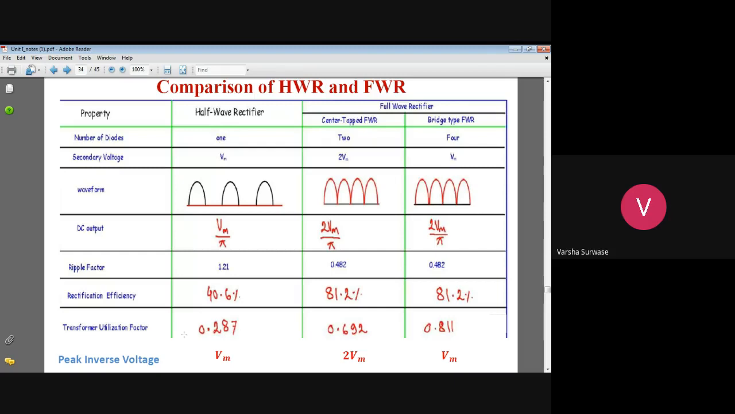Peak inverse voltage is Vm in both the half wave rectifier as well as the bridge rectifier. But in the center tap full wave rectifier, the peak inverse voltage you will get is 2 Vm.